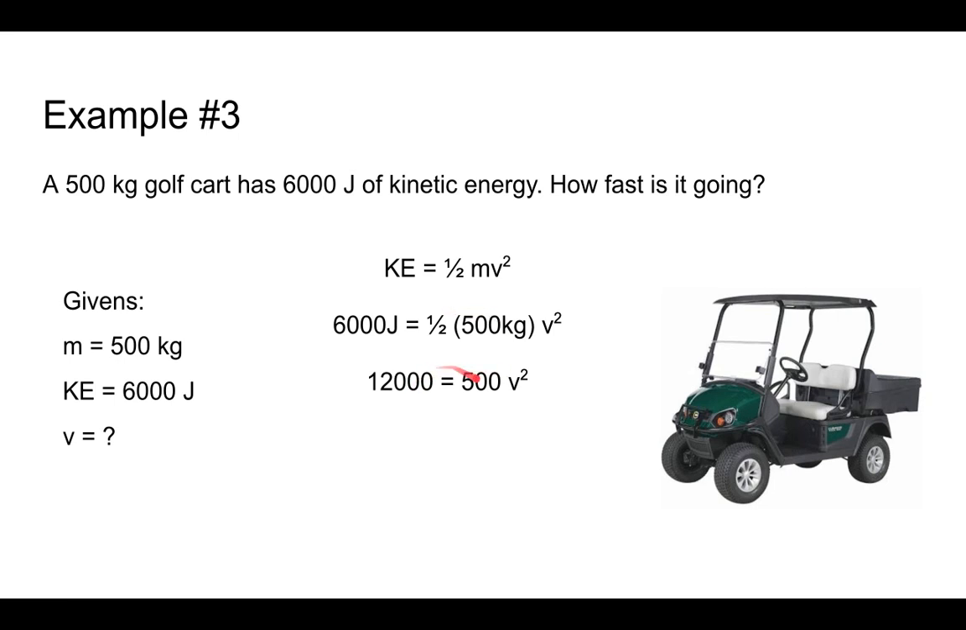I now divide both sides by this 500 in order to get V squared by itself. So I get 12,000 divided by 500 is equal to 24. That's equal to V squared. In order to just solve for V, we have to square root both sides of this equation. So we get the velocity is equal to 4.9 meters per second.